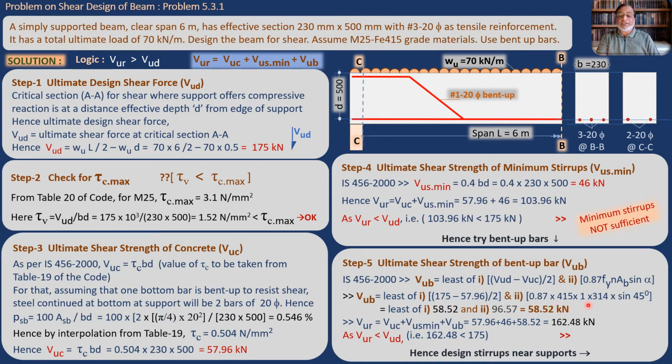Into 1. What is this 1? 1 stands for this N. N is the number of bars you have bent up. As we said, we have bent up only one bar here. So this N is to be put as 1.